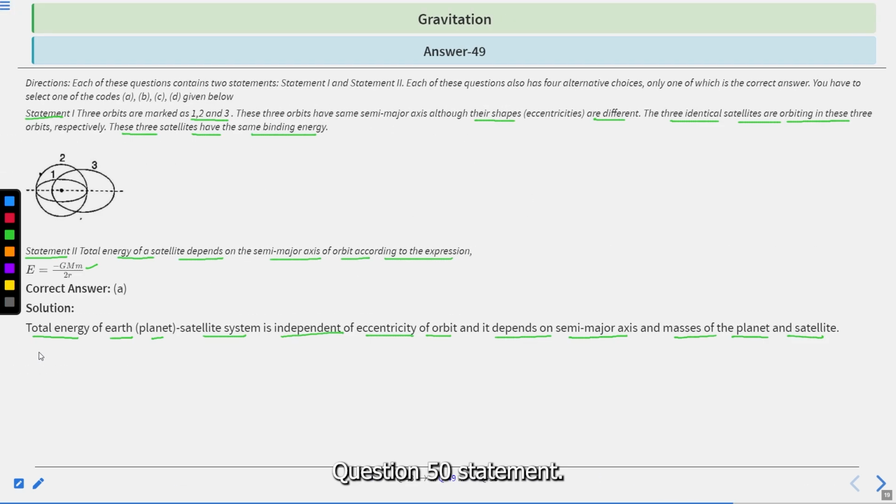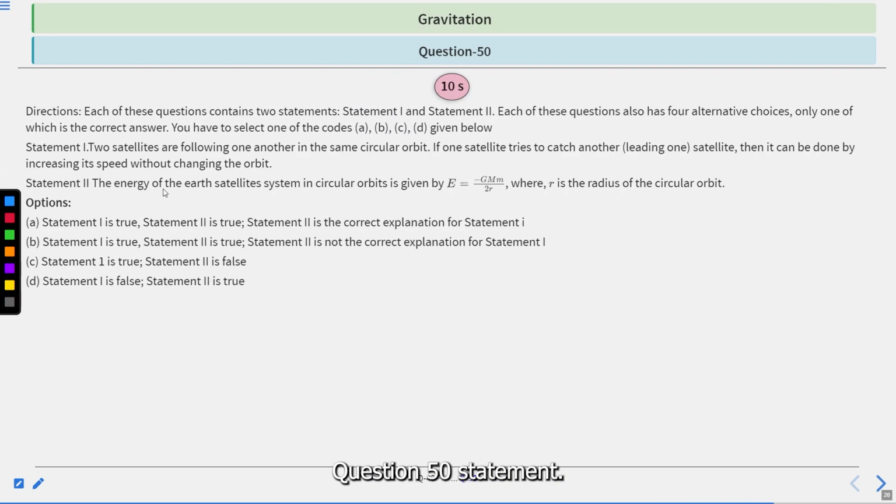Next question, question 50. Statement first: two satellites are following one another in the same circular orbit. If one satellite tries to catch another leading satellite, then it can be done by increasing its speed without changing the orbit. Statement 2: the energy of the Earth satellite system in a circular orbit is this, where r is the radius of the circular orbit. So which option is correct?